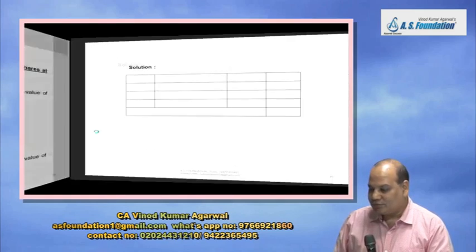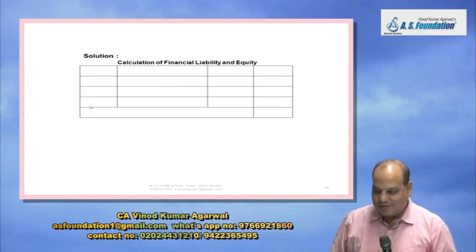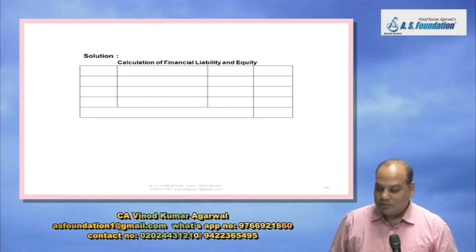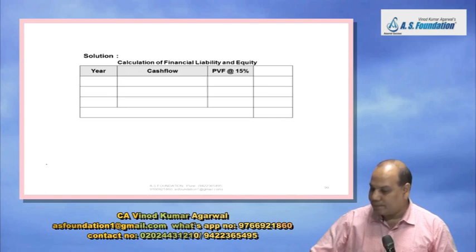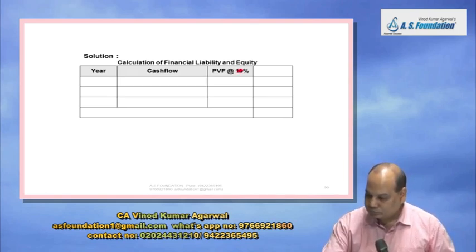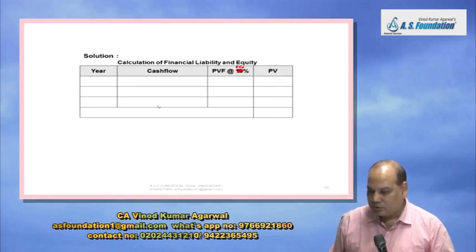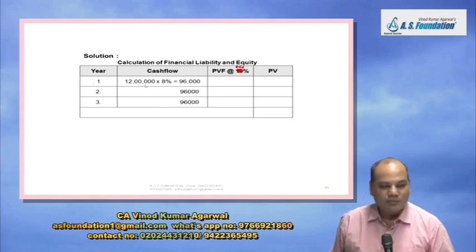Solve. Calculation of financial liability and equity. Year, cash flow. What is the market rate of interest? 14%. Present value. You can either write in a single line, 1-3, because cash flows are same, 8% of 12 lakh, or you can write separately. Choice is with you.